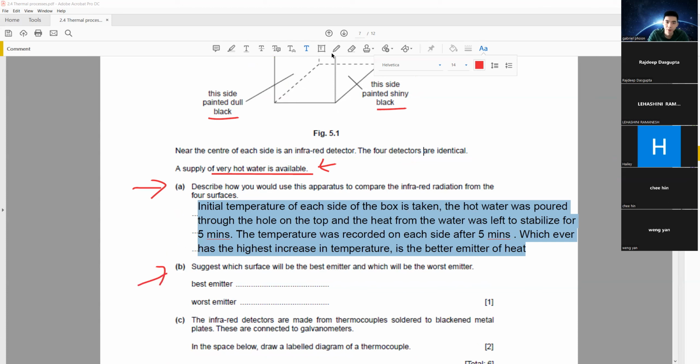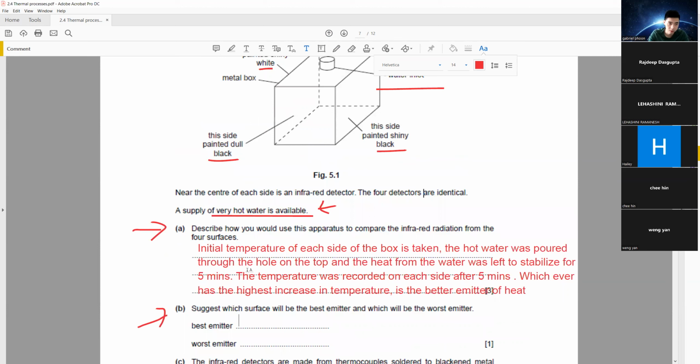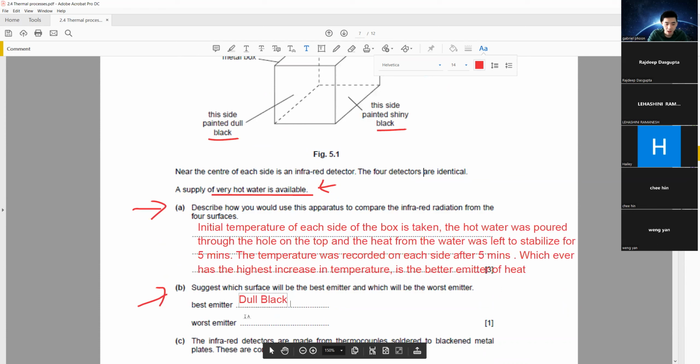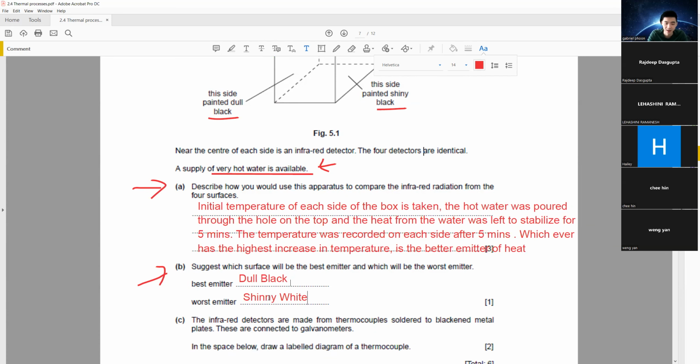But anyways, from here, anyone got any questions for this part here? Everyone understand what I'm talking about, right? And from here, the next question asks you which surface will be the best emitter and which one will be the worst emitter. Obviously, you're going to say the dull black. Dull black is going to be the best emitter of heat. Like I mentioned again, emit means radiating heat outwards. That's why the thermal gun can detect the heat, guys. The dull black is definitely going to be the best emitter of heat. And of course, the worst emitter is going to be the shiny white, right? Because white in general reflects most of the heat back, guys.